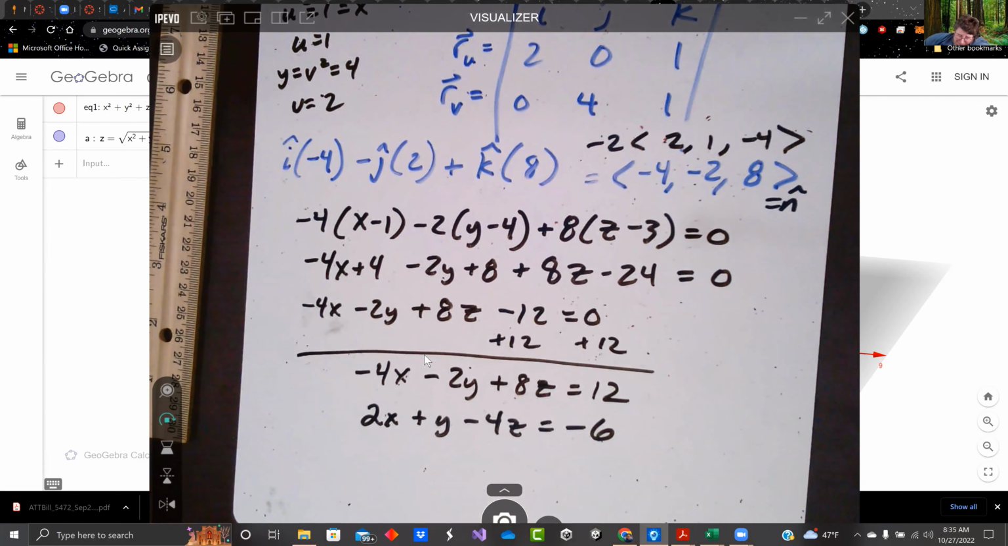I happen to like that form a little bit better. I like the x being positive. And if we can reduce it, we can, but that's me. I would accept either version on the test, of course.